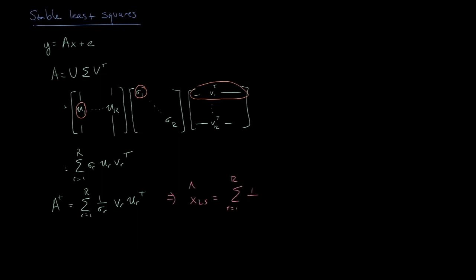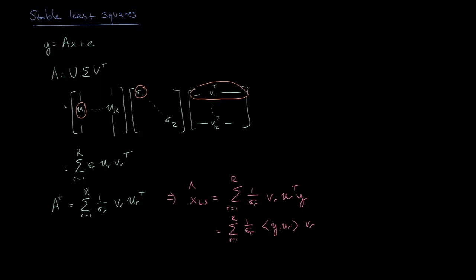Now, if we look at this formula, we see this u_r transpose y term, which is really just the inner product between y and u_r. And so we can think of the least squares recovery as being a weighted combination of the columns v_r, where the weights are determined by the inner product between u_r and our measurements y. And this really illustrates exactly where the problem arises. If y has any correlation with u_r corresponding to very small values of sigma_r, those weights can really blow up. And this is really the problem.